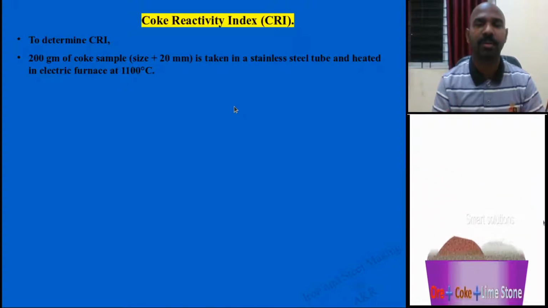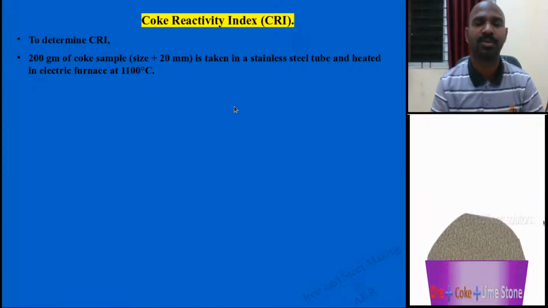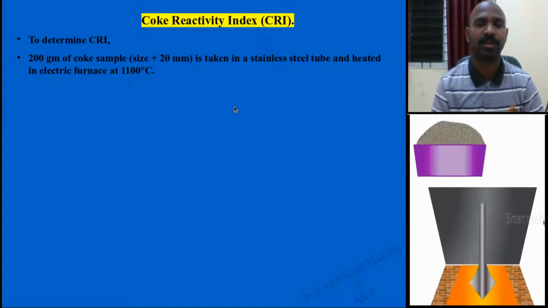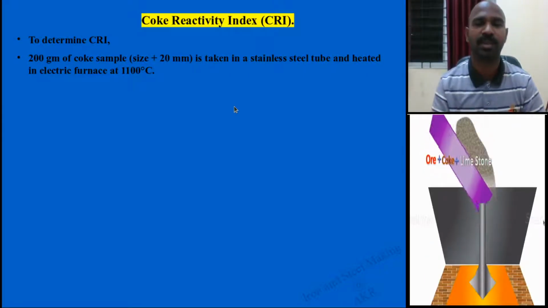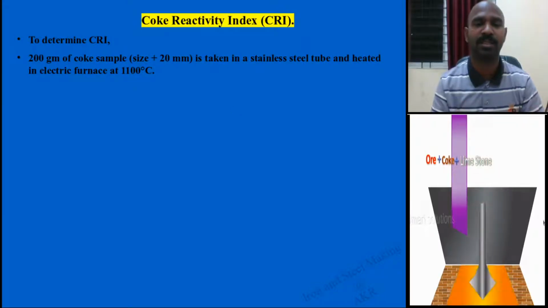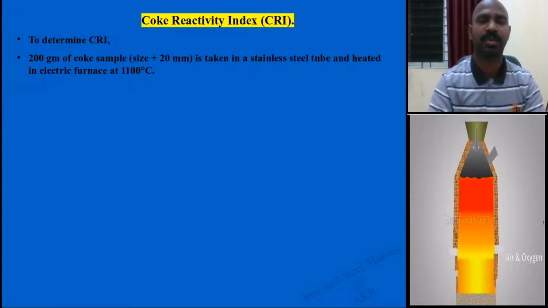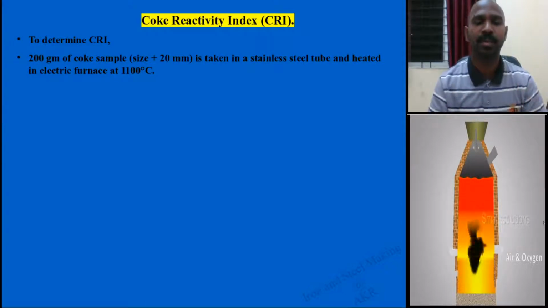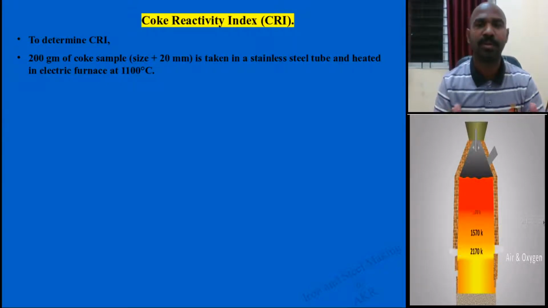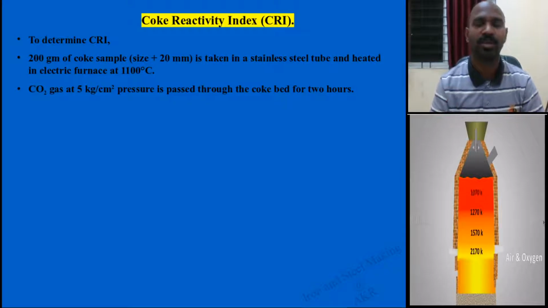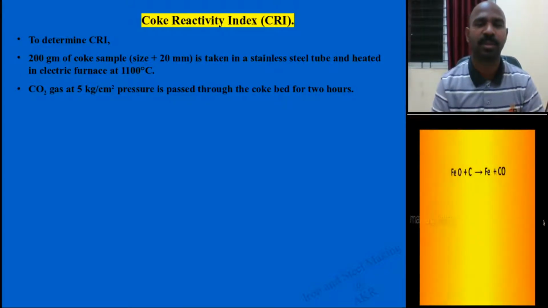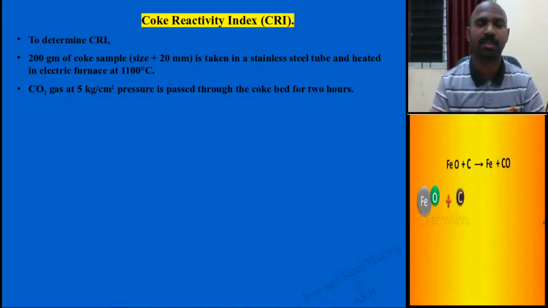To determine the coke reactivity index, you will take a standard sample of 200 grams of coke with plus 20 mm size particles, taken in a steel tube and heated in an electric furnace at a temperature of 1100 degrees Celsius, the standard procedure. And the next step is that CO2 gas is passed, maintaining 5 kg per centimeter square pressure for 2 hours.